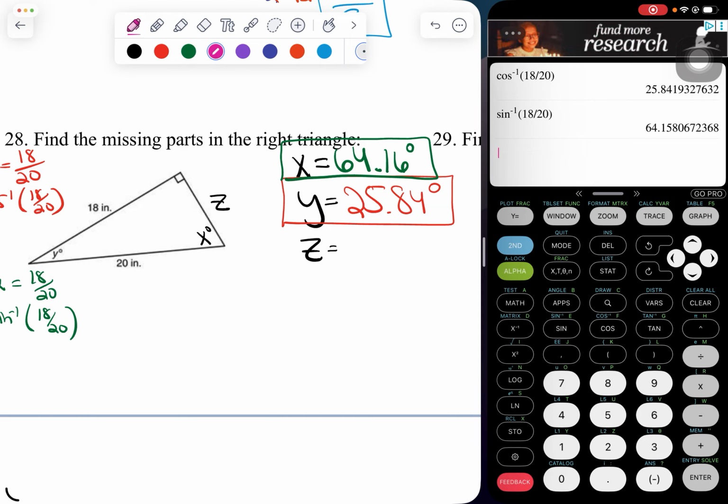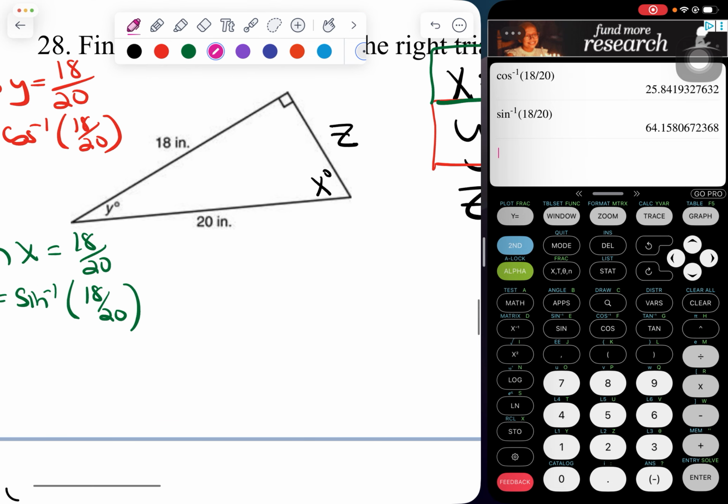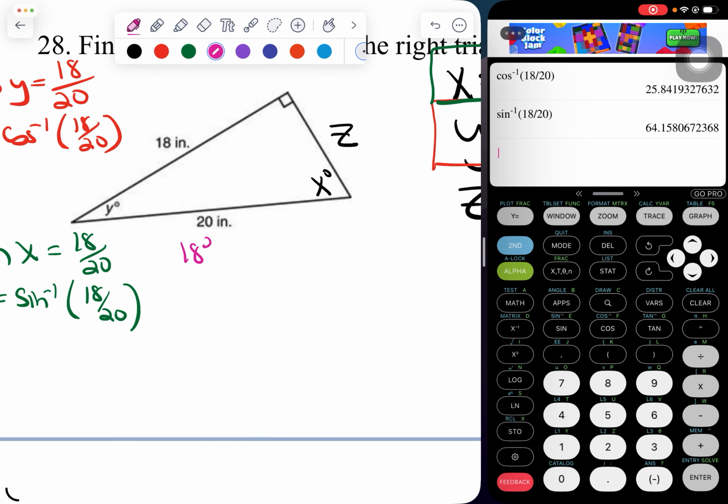Now you've done all this lovely work in trigonometry. And for Z, I'm not going to do trigonometry. I'm going to recognize this as a right triangle, which it is, and I know 2 of the sides. I'm going to just do Pythagorean theorem here. So Pythagorean theorem says 18 squared plus Z squared is equal to 20 squared. 18 squared is 324, plus Z squared equals 20 squared, which is 400.